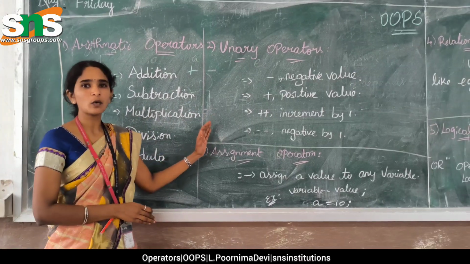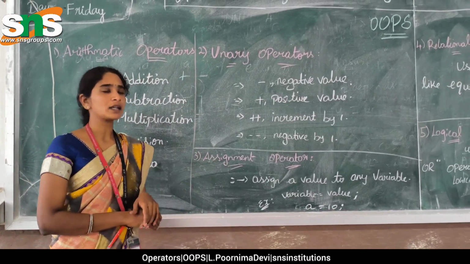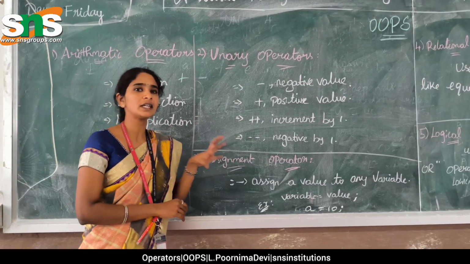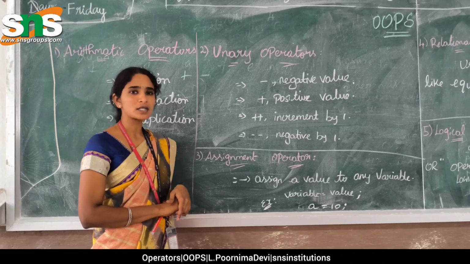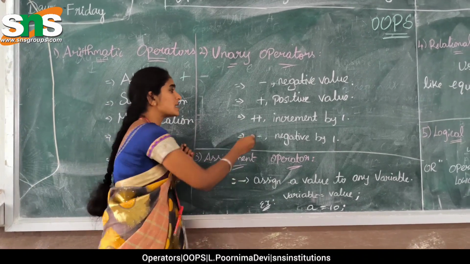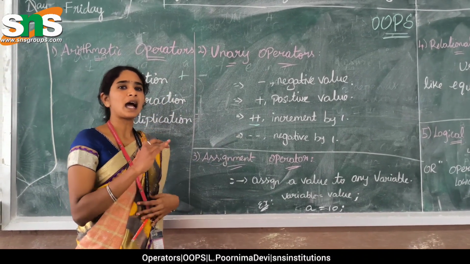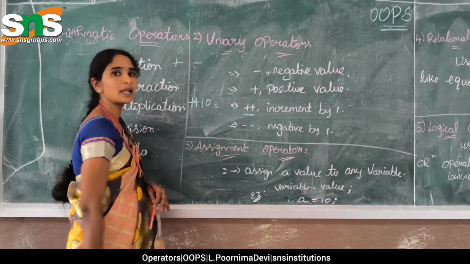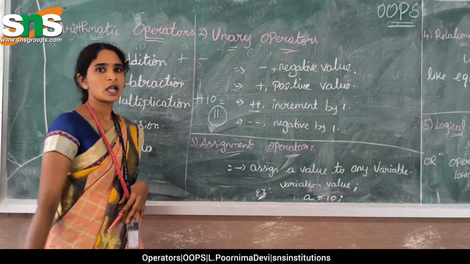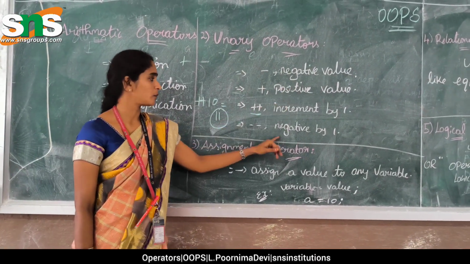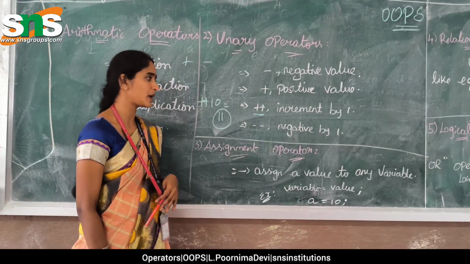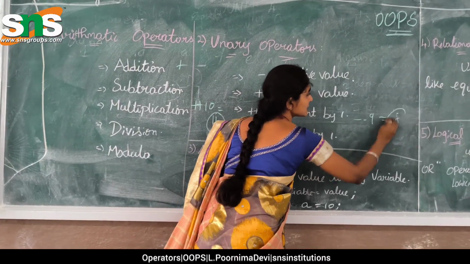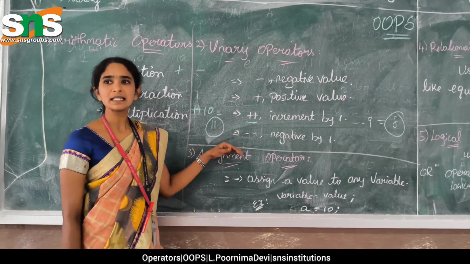These are the basic operations performed in our Java program with some basic symbols. The next one is the unary operator. In this unary operator, we have four different categories. We can give the negative value of a particular value, and the positive value. Then we use plus plus, which increments the value by 1. So if I give the value 10, plus plus 10 means the value is considered as 11, incremented by 1. Minus minus means decrement by 1, so minus minus 9 means the value will be considered as 8.